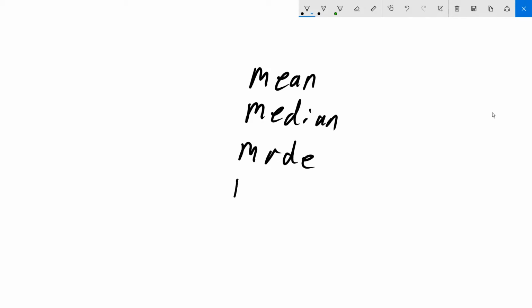So today we're going to be talking briefly on statistics, mainly mean, median, mode, and range. So let's start with the mean.